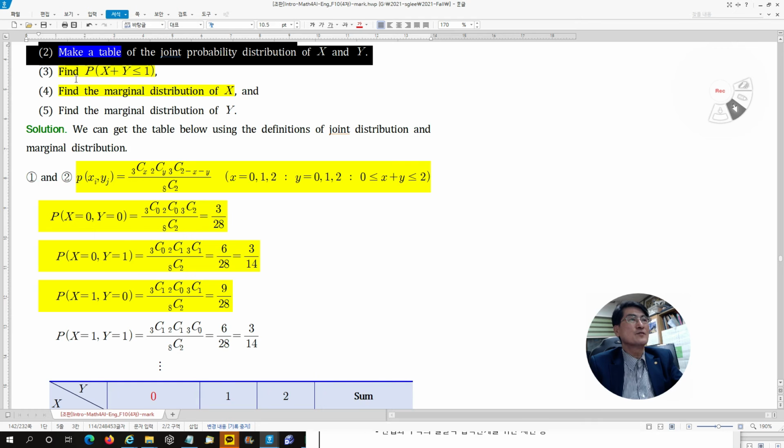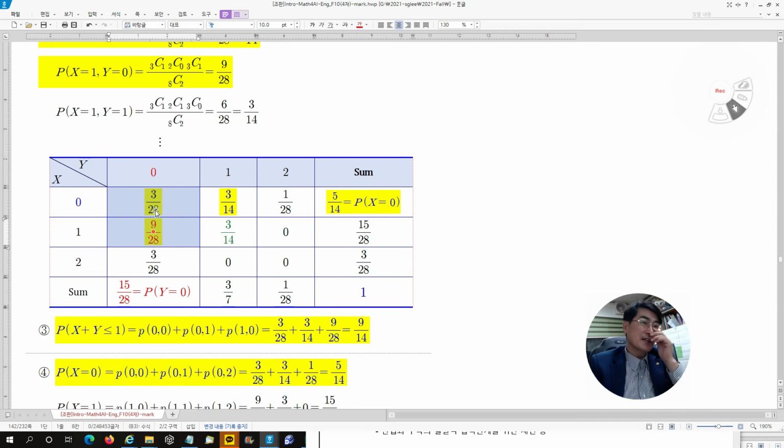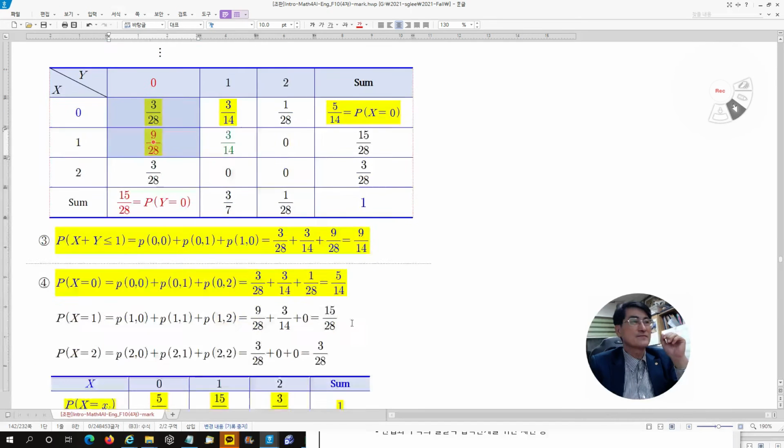And now we are looking for the probability when x plus y is less than or equal to 1. What this means is (0,0), (1,0), and (0,1), like this. Then the sum of this is P of (0,0), P of (1,0), and P of (0,1). So the sum of these three numbers, which is 9 over 14, is the answer.